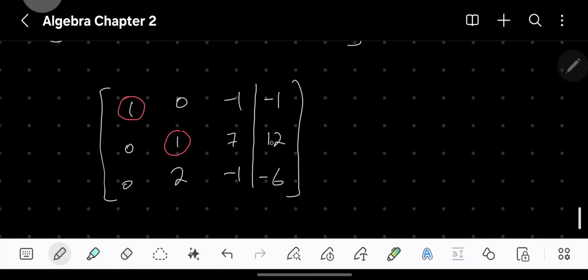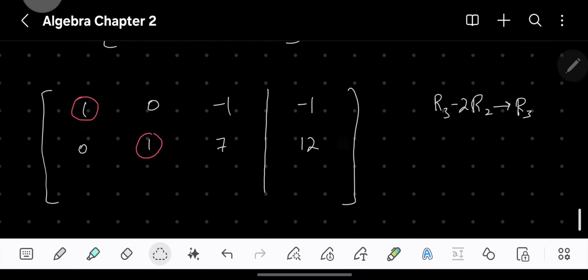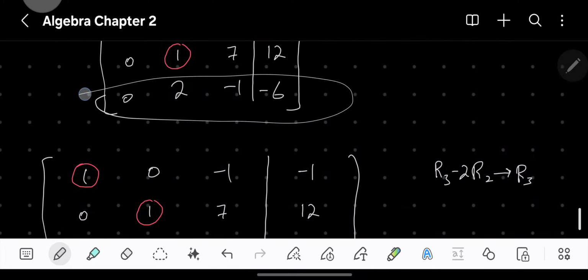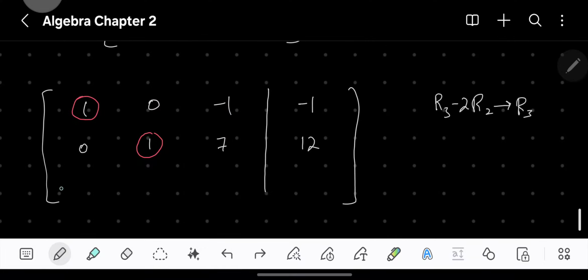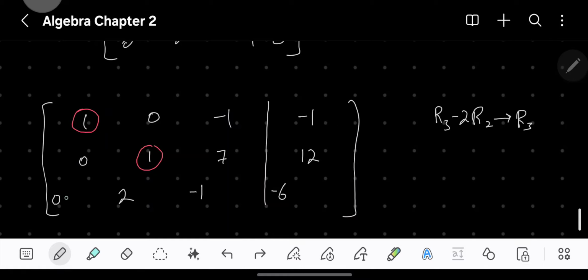So the first 2 rows will be the same. What to do? I will perform this operation. First I will write R3. R3 is 0, 2, minus 1, minus 6. I will write 0, 2, minus 1, minus 6. Then minus 2 times R2. First of all, I will write minus 2 everywhere.